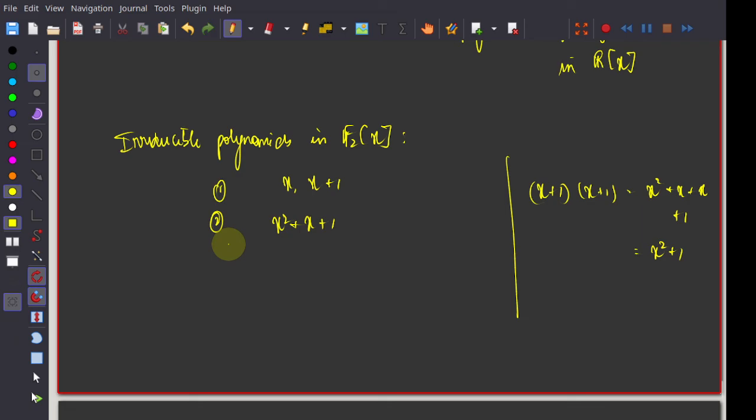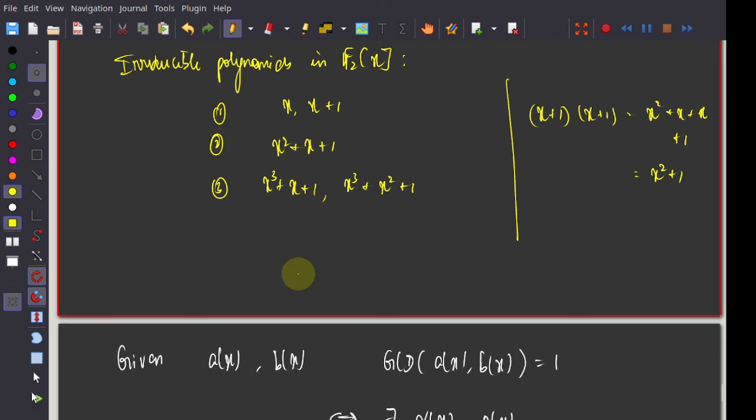Clearly there exists at least one degree 2 irreducible polynomial. Not every degree 2 polynomial is irreducible. Similarly, for each degree, you can find an irreducible polynomial. So for 3, it turns out that you can check that x cube plus x plus 1 is irreducible, and x cube plus x square plus 1 is irreducible. x cube plus 1 is not irreducible, as I think we just discussed earlier.